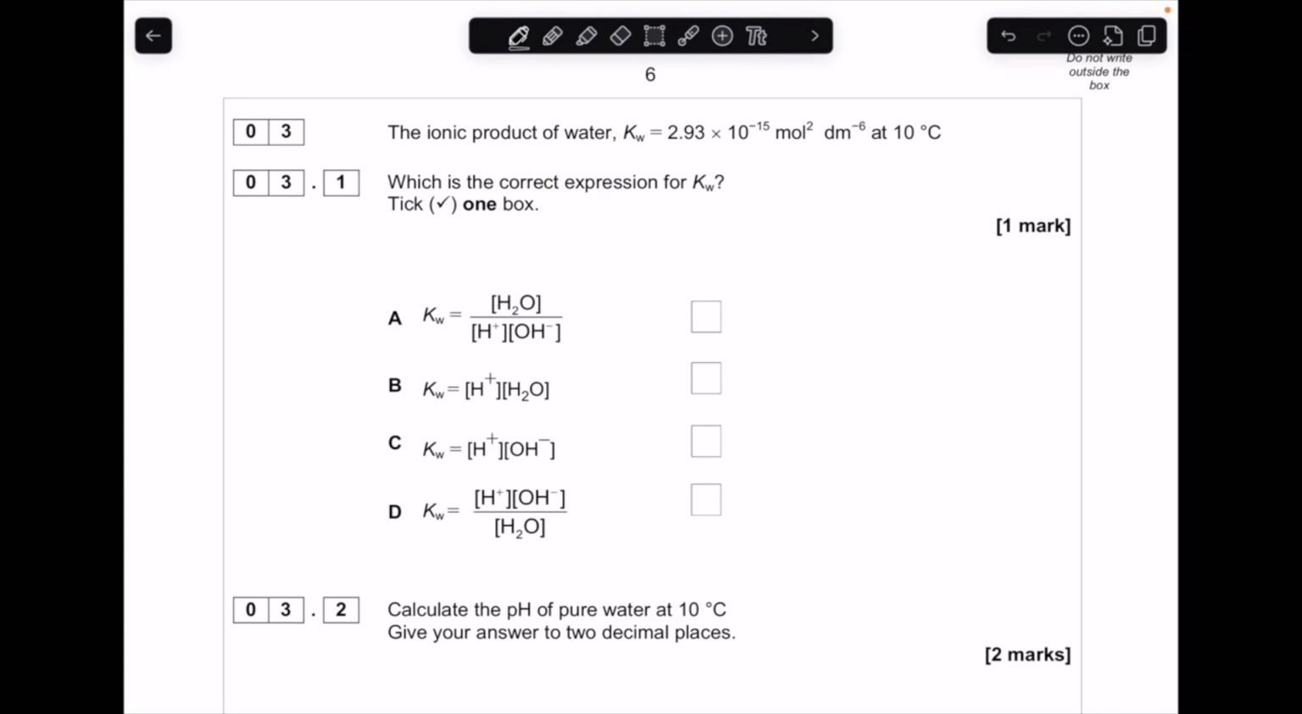So make a start. So part one, which is the correct expression for Kw? And the answer obviously is C. Kw equals the H plus concentration multiplied by the OH minus concentration.